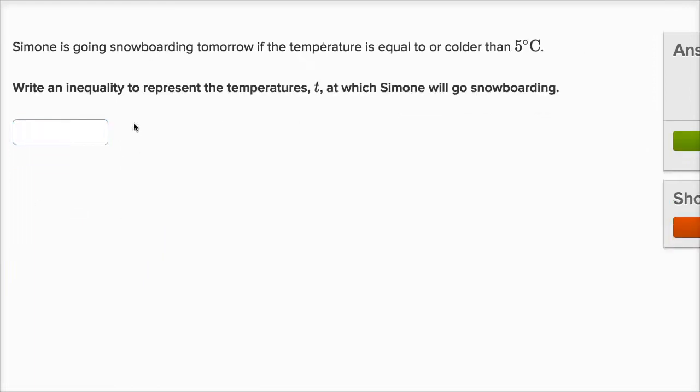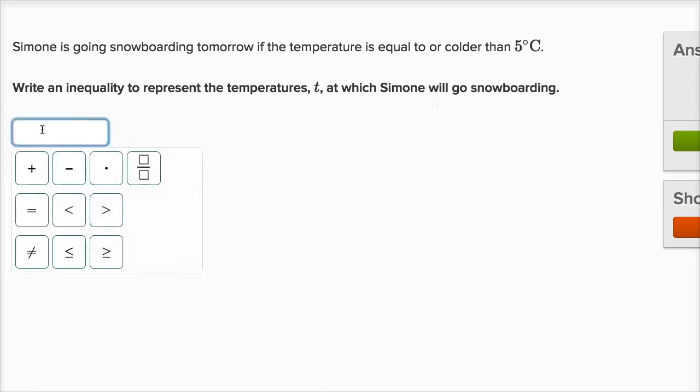Let's do one more. Simone is going snowboarding tomorrow if the temperature is equal to or colder than 5 degrees Celsius. Write an inequality to represent the temperatures at which Simone will go snowboarding. So you might want to say, oh, well, maybe T is less than 5 degrees. Remember, they're telling us that the temperature is equal to or colder, so she's even willing to go snowboarding if it's less than or equal to 5 degrees.